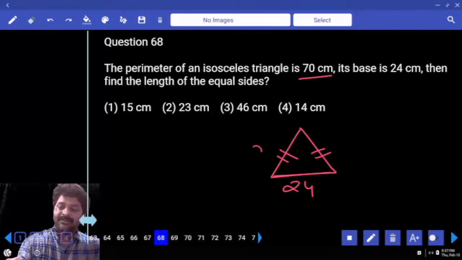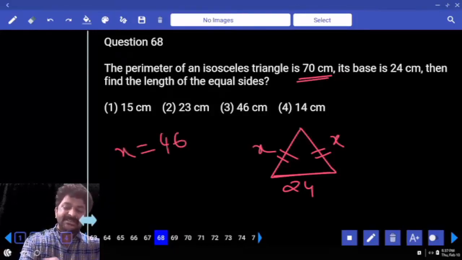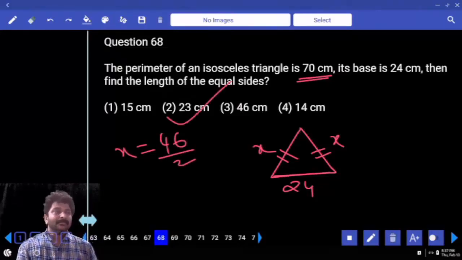So now if it is x, 2x plus 24 is equal to 70. Then 2x is equal to 70 minus 24, which is 46. x is equal to 46 divided by 2. How much is that? 23.